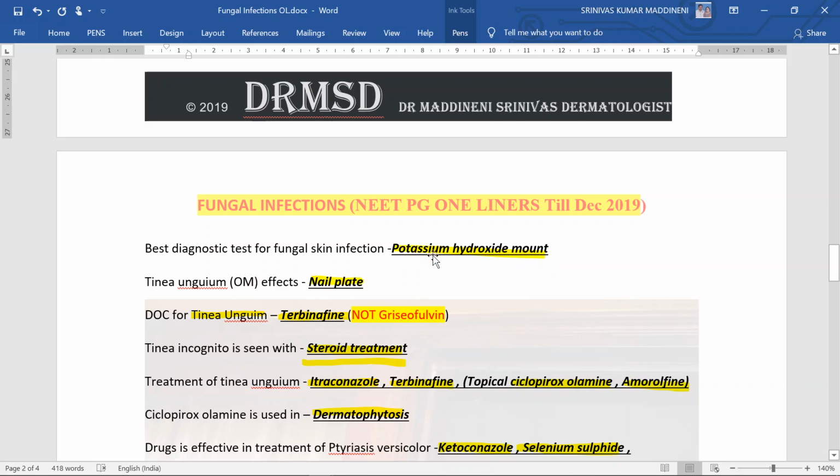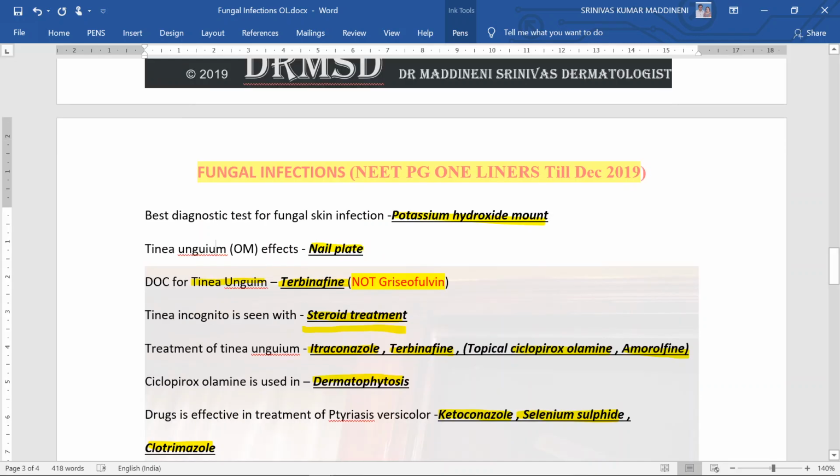Tinea unguum, also called onychomycosis, affects the nail plate. I have seen that options mention nail fold, nail bed, but you remember that it is the nail plate, that is the nail proper. The drug of choice for onychomycosis is terbinafine because it has very high penetration levels into the highly keratinized nail. Sorry guys, I wanted to say that griseofulvin is not the drug of choice for tinea unguum. Griseofulvin can be used for tinea unguum, but remember terbinafine is the drug of choice for onychomycosis.